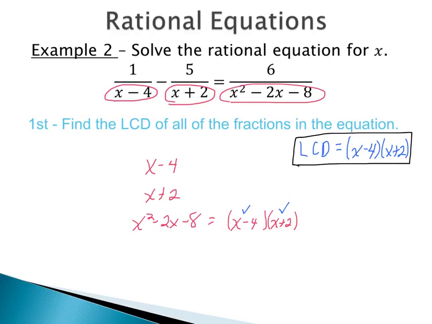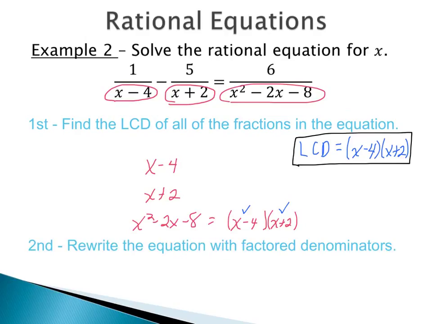Once we find our lowest common denominator, your second step would be to rewrite the equation with the factored denominator. So I'm going to keep this 1 over x minus 4 minus 5 over x plus 2, but then we want to rewrite the x squared minus 2x minus 8 as x minus 4, x plus 2. This will help you in your next step.